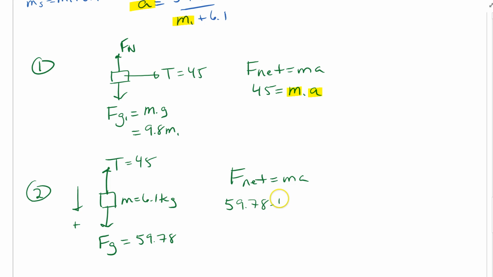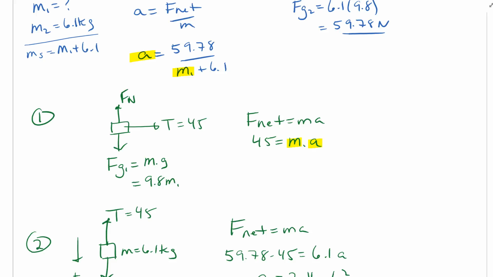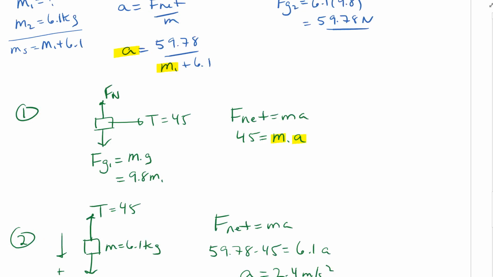So I'm going to say 59.78 minus 45 is equal to 6.1 times acceleration. Check it out. Finally, we can figure out what acceleration is. If you do this math, our acceleration is about 2.4 meters per second squared once you subtract that and divide by 6.1. So that's kind of neat. Now we say, look at all this work that we've done here. If we want to figure out one of these masses, we can use another one of these equations.